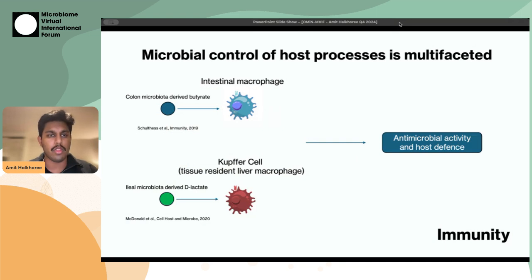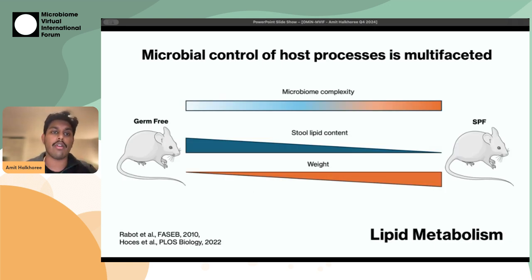We know that the microbiome really drives a number of host processes in a rather multifaceted way. I've used macrophages as an example here, but in immunity, we know that colon-derived butyrate from the microbiome, which we found in the Paris lab a couple of years ago, as well as lactate from the ileal microbiota, really drive different macrophage subsets, whether they be intestinal macrophage subsets or tissue-resident liver macrophage subsets, and they drive them towards an antimicrobial profile.